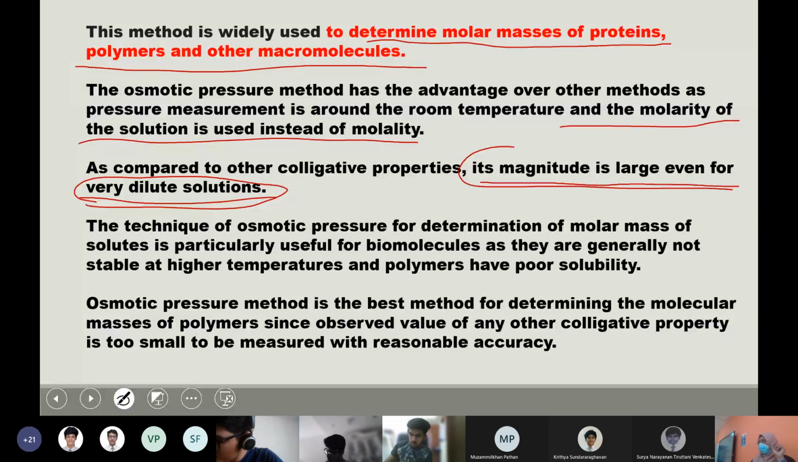So the change in boiling point or change in freezing point will be there. That is true, the theory is correct, but the problem is that for a very small addition of solute, that change is so small that it is very difficult to accurately find it, or it's a negligibly small change. But for osmotic pressure, the magnitude of the osmotic pressure, or the molar mass you're calculating, is large enough even for a very dilute solution.